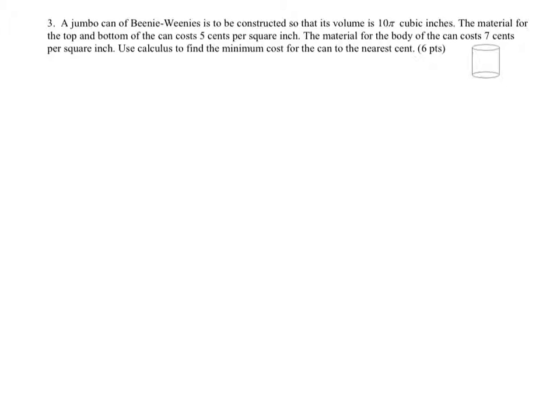Alright, so welcome to the jumbo can of Beanie Weenies. We have a constraint here that volume has to be 10 cubic inches. Material for top and bottom of the can is 5 cents per square inch. Material for the body of the can is 7 cents per square inch. And let's minimize cost to the nearest cent. You can do the problem in cents or dollars, but that would be the nearest cent or the nearest hundredth of a dollar.